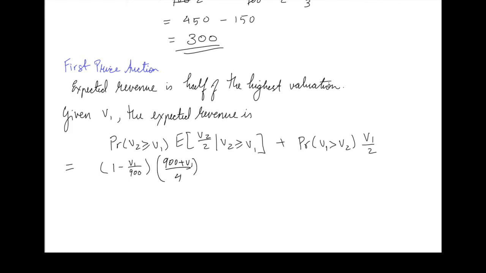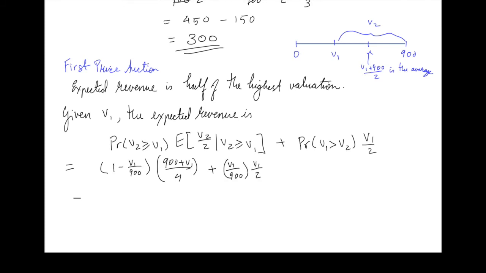Where did I get that from? Let me just give you a quick explanation of that. Remember, we're using a uniform distribution. So if we have 0 to 900, and we have, let's say, V1 here, and V2 can be anything here, and they're all equally likely, then the average is the midpoint. V1 plus 900 over 2 is the average. And so V1 plus 900 over 2 divided by 2 is the expected value of V2 over 2, conditional on V2 being bigger than V1. Plus the probability that V1 is bigger than V2, which is V1 over 900, times V1 over 2.